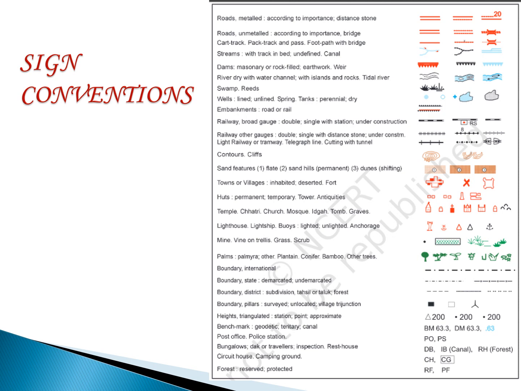So here you can see the contours also, right? Contours are always numbered, so that number represents the height. So all these types of information are given here on the left hand side of the map. So here the sign conventions look like this.